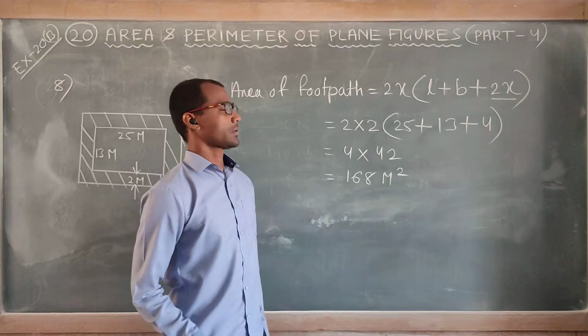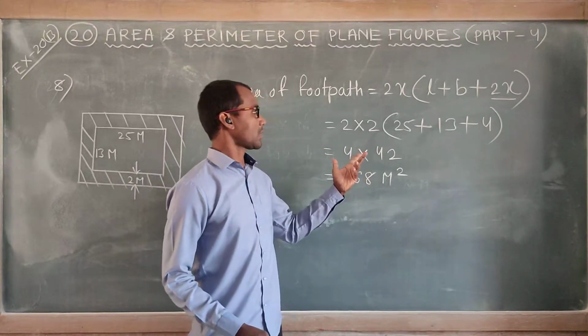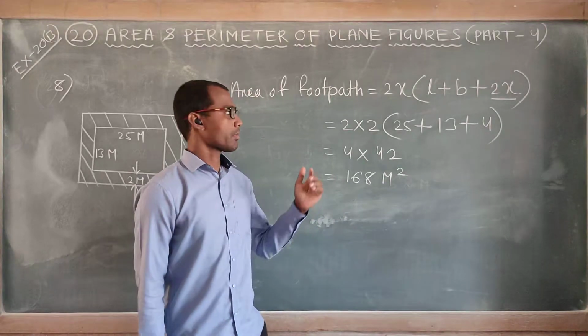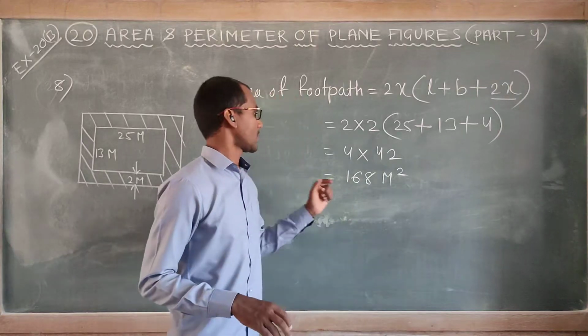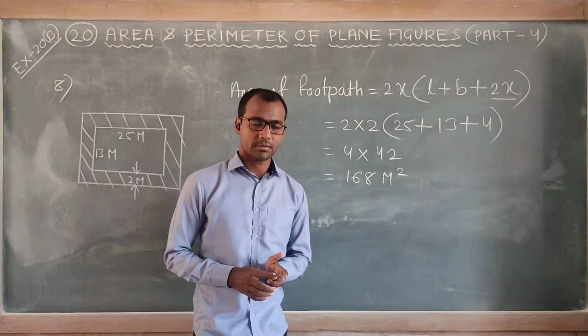Okay. So there are two methods. This method gives you the answer faster, but you have to memorize the formula. If you are not able to memorize, then use the previous method. So area of the footpath is 168 square meter.